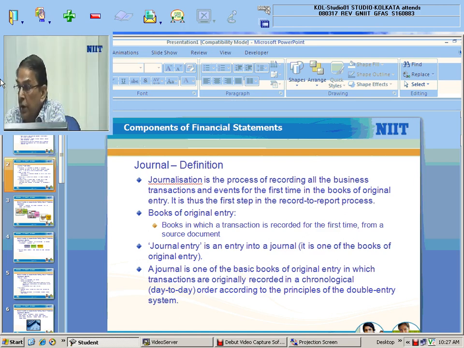So books of original entry is basically books in which a transaction is recorded for the first time from a source document. So you have the source document, sales invoice. You have to record the transaction using that source document. You have a source document like a check. You have a source document like a bank statement. So using that source document, you have to enter the transaction in the books of original entry for the first time. Before that, it has not been recorded in the books of accounts. So generalization is the first step in the record to reporting process.